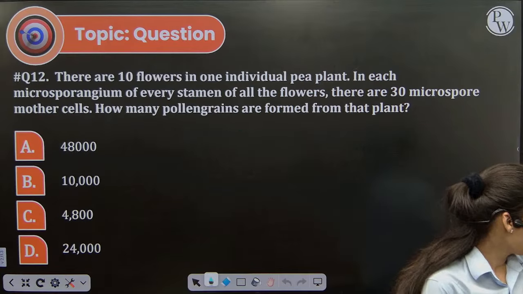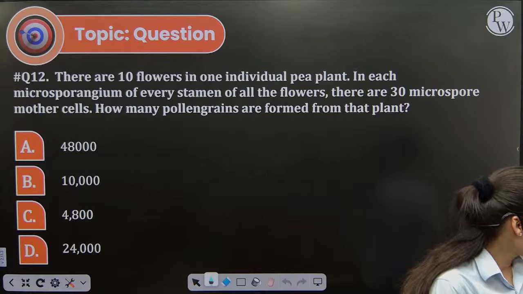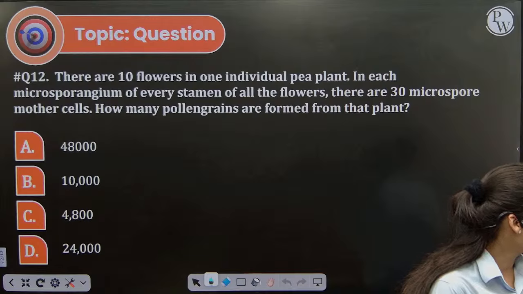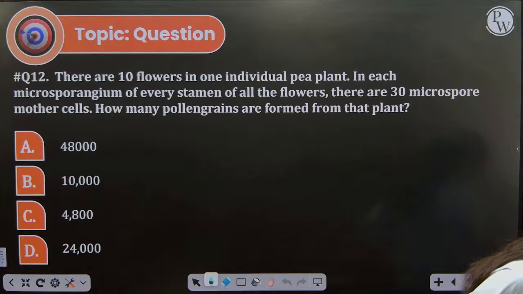Next question is, there are 10 flowers in one individual pea plant. In each microsporangium of every stamen of all the flowers, there are 30 microspore mother cells. We need to find out how many pollen grains are formed from that plant. Okay. Again, you have 2 minutes to solve.